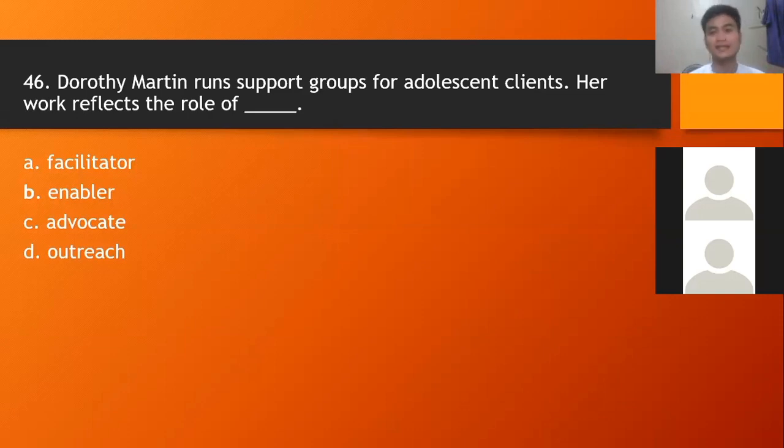Hindi naman po pwedeng outreach. Outreach is a form of client. Outreach client, ito yung mga kliyente na pinupuntahan natin, voluntarily, involuntary.